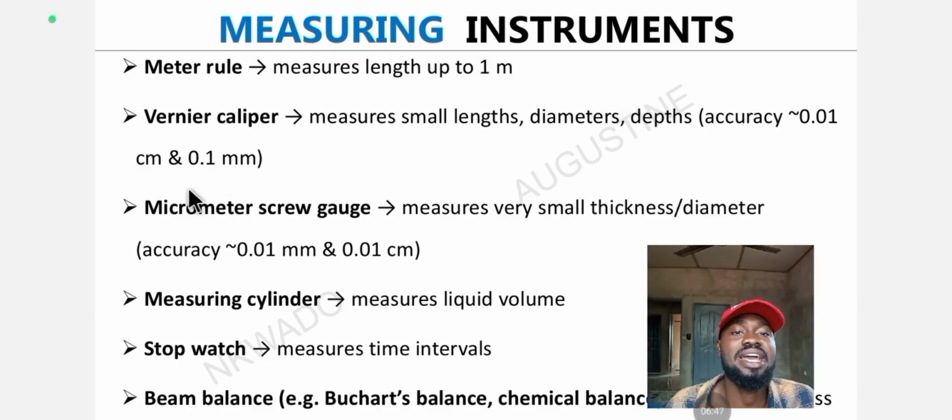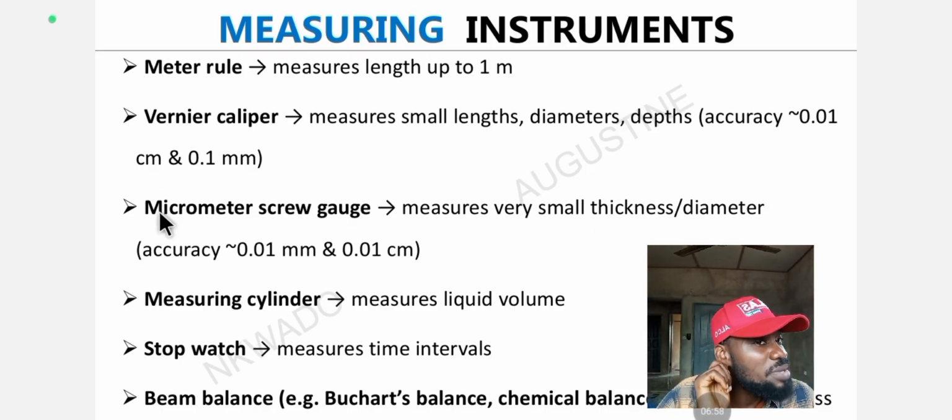The next we have here is micrometer screw gauge, and it's used to measure very small thickness/diameter. That's why it's called micro. Micro means small, small, small. So micrometer screw gauge is used to measure very small thickness and diameter. What the vernier caliper can't pick, a micrometer screw gauge, we pick it, we measure it.